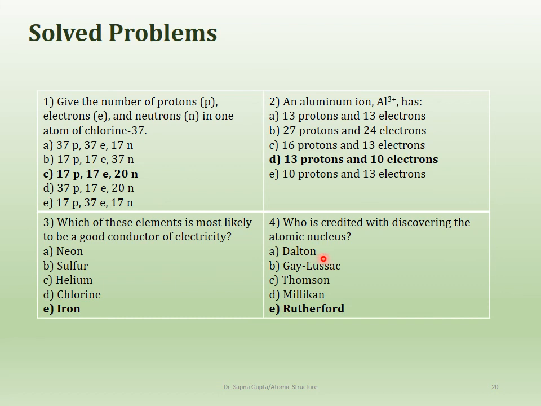Dalton, no, that's the atomic theory. Gay-Lussac, who? We haven't done that yet. Thompson, no, Thompson was for electron. Millikan, no, he found out the mass. And so it's Rutherford, he is the one who figured out that atom actually has a nucleus to it.